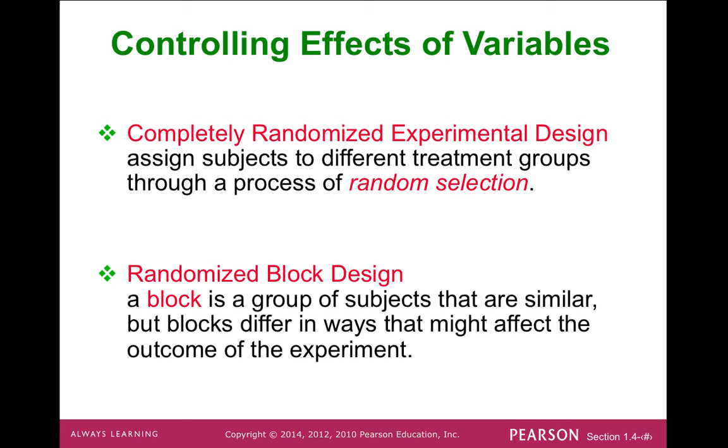Also, another thing to mention is randomized block design. This is not as commonly used, but it's basically where a block is considered a group of subjects that are similar. The blocks differ in ways that might affect the outcome of the experiment. So for instance, if you're in a drug trial, maybe a block would be smokers and non-smokers. Maybe a block would be men or women.